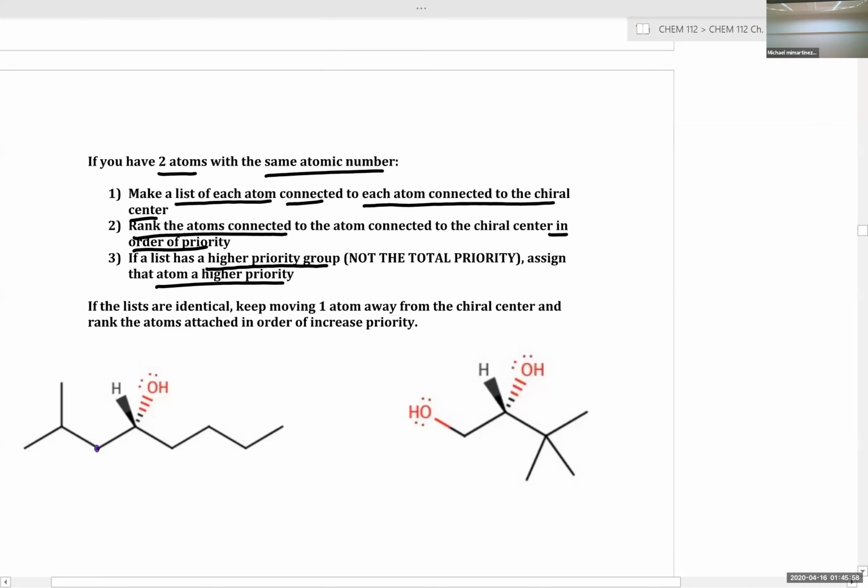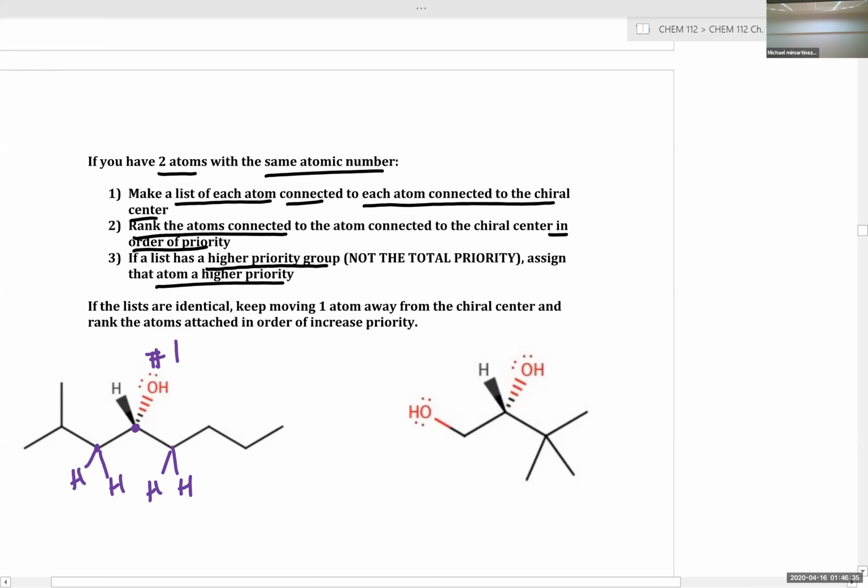Looking at the following molecule, we have a carbon, an oxygen, and a hydrogen. So what is our highest? The highest priority group has the highest atomic number. In this molecule, what would be the highest priority group attached to our chiral center? What is the highest atomic mass group attached? Oxygen, exactly right. So the oxygen gets a 1.